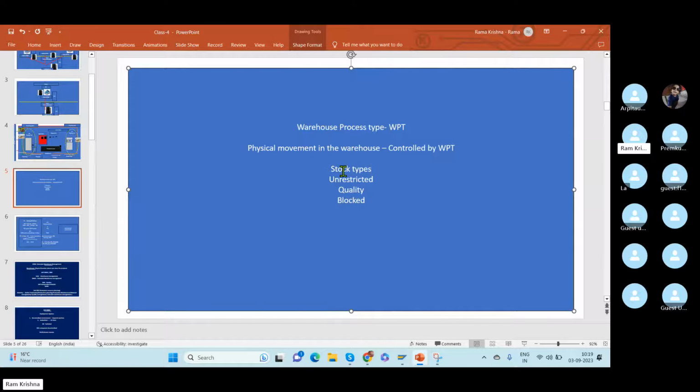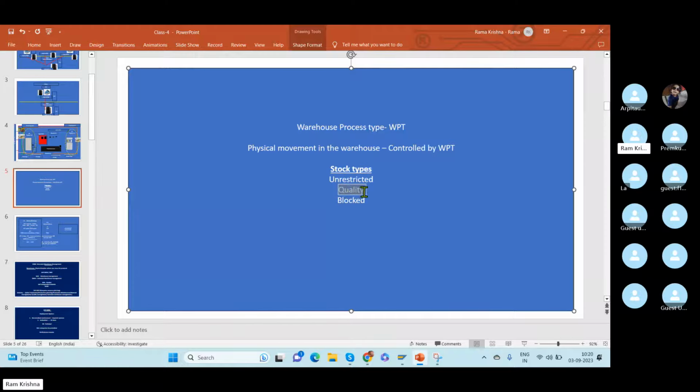What do you mean by unrestricted? Unrestricted means there is no restriction to use the stock. Any person can come and take the stock. Based on the approvals and the documents, he can take the stock, however much he wants. So there is no product restriction.